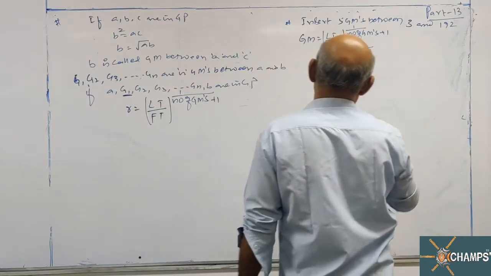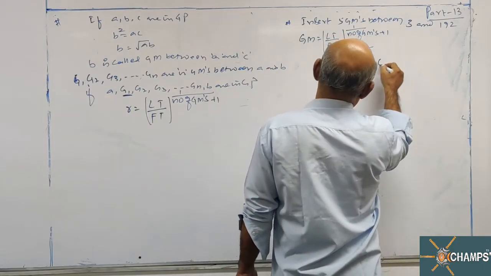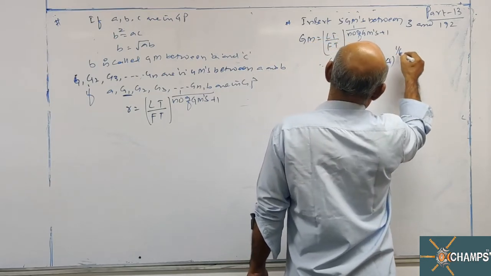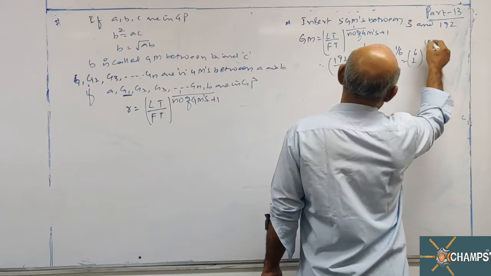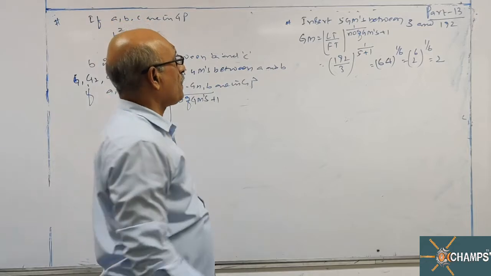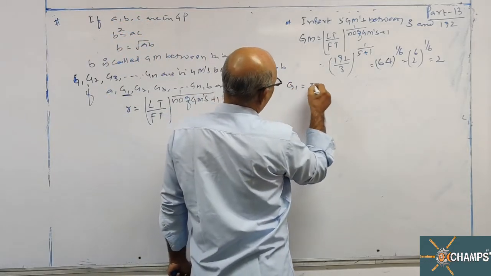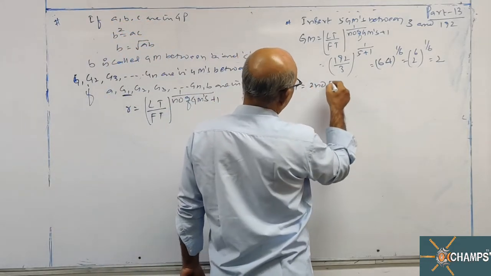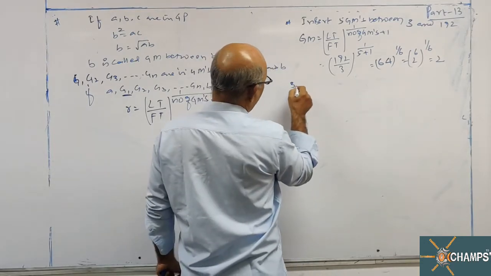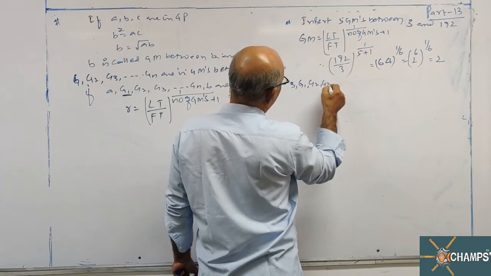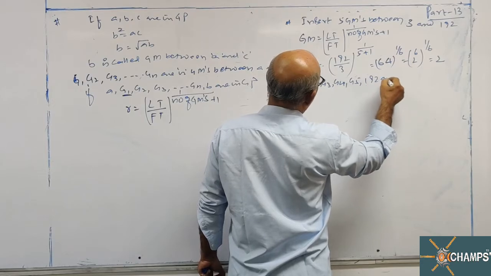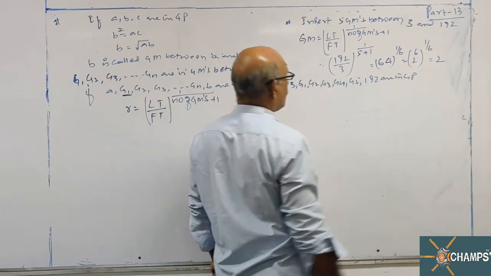So 192 divided by 3. 3 6s are 18, 12 means 4. 64 whole to the power 1 by 6. 2 power 6 whole power 1 by 6. Common ratio is equal to 2. Or you can write 3 comma G1 comma G2 comma G3 comma G4 comma G5 comma 192 are in geometric progression.